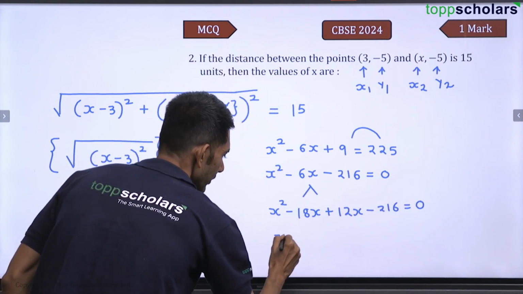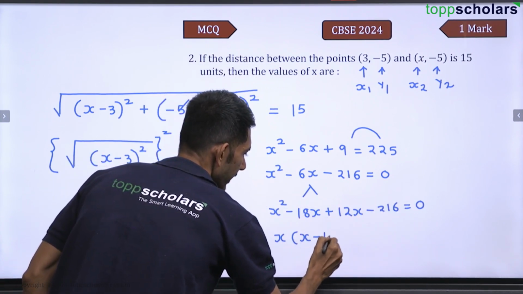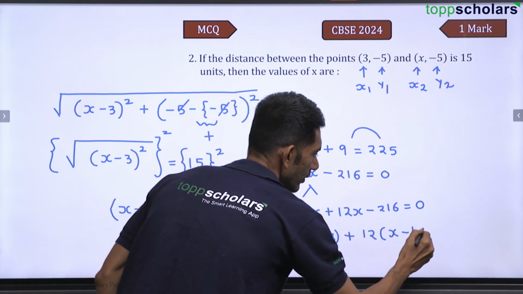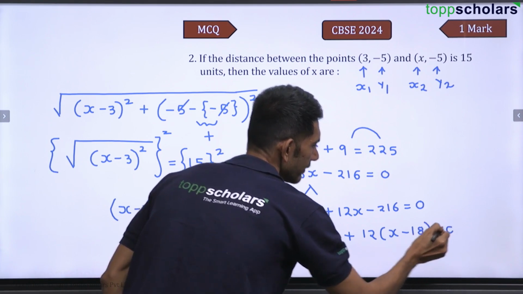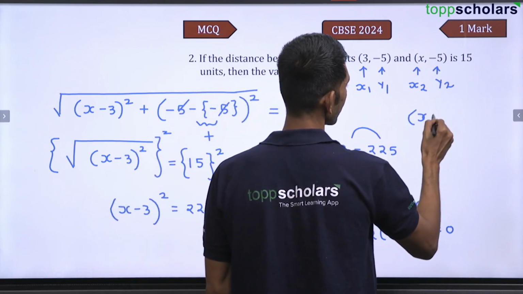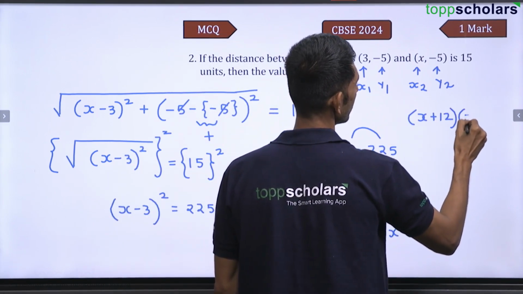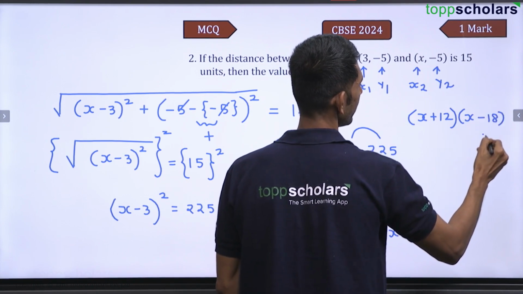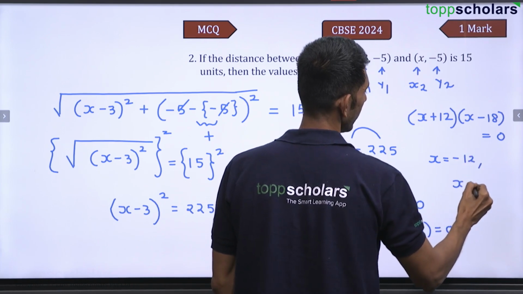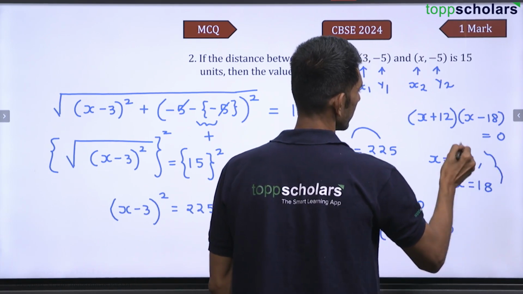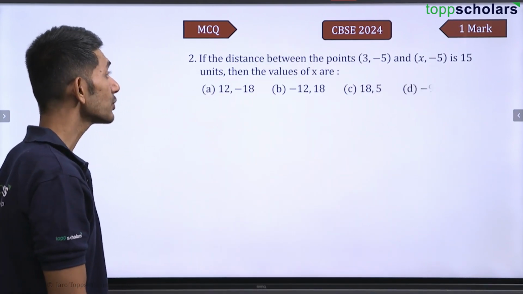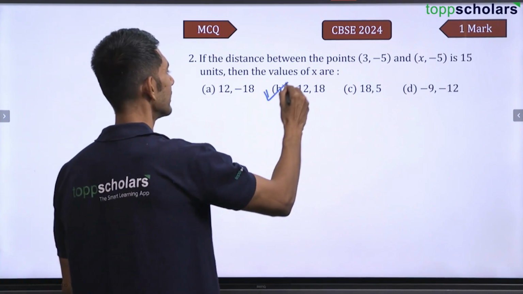So this becomes x into x minus 18 plus 12 into x minus 18 is equal to 0. So can I get two values of x here? Basically I get x plus 12, x minus 18 is equal to 0. So x is equal to minus 12 and x is equal to 18. Correct? Minus 12 and 18, right? So option B is the correct option.